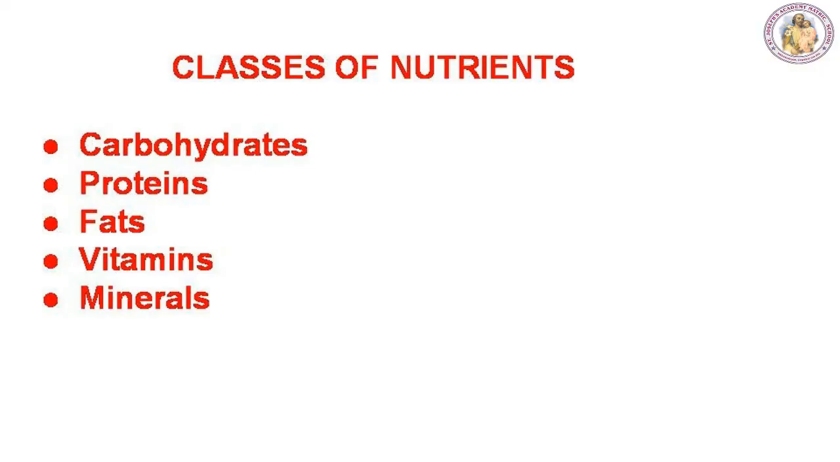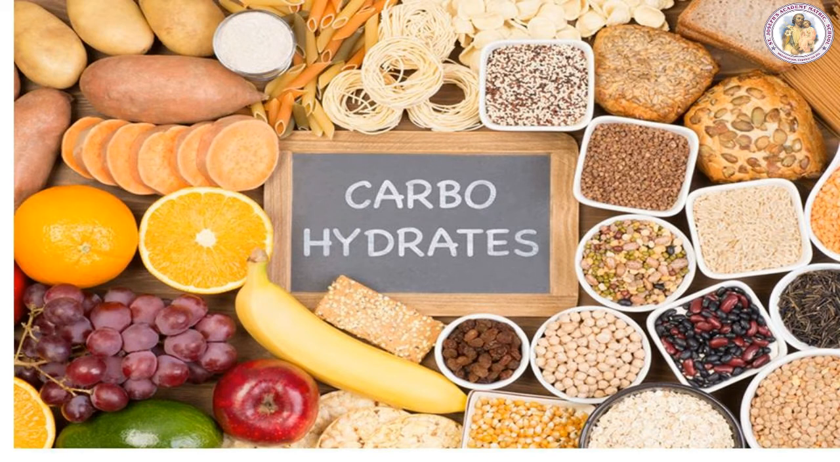Classes of nutrients. There are 6 major groups: carbohydrates, proteins, fats, vitamins and minerals. Carbohydrates. These carbohydrates are composed of carbon, hydrogen and oxygen. It is a very essential nutrient which provides energy to our body.